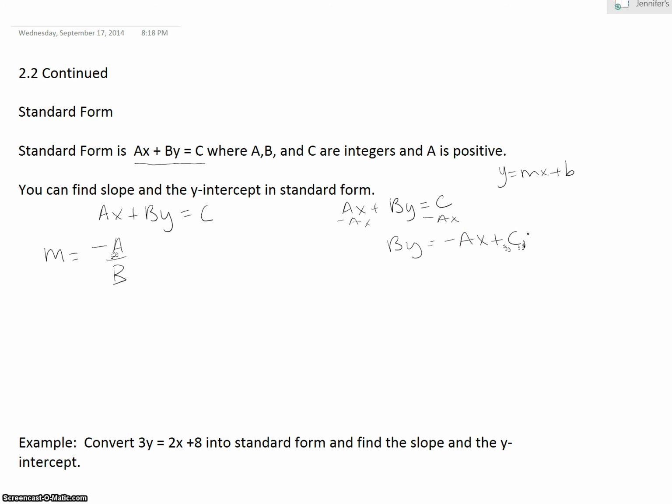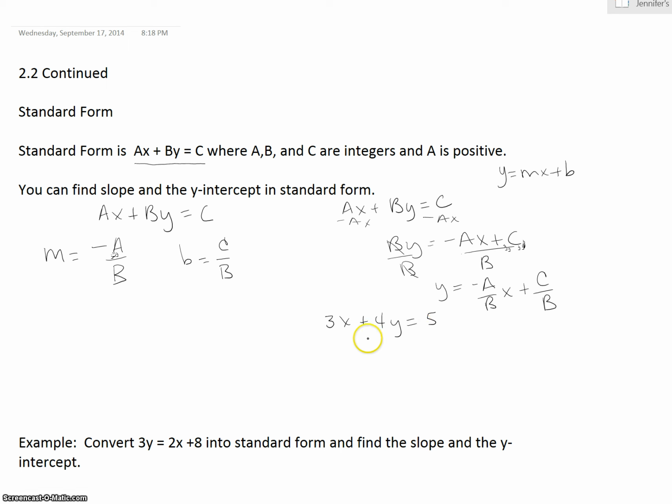And then you would divide by b on both sides to get the y by itself. This is the process y'all have normally gone through. So your slope is negative a over b, and then your y-intercept is c over b. So the y-intercept in standard form is if you take the c coefficient and divide it by b.